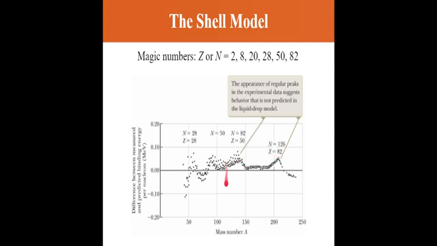So it seems that when there's an even number for n, z, or both, the binding energy is more than what is predicted. That means that these nuclei are more stable than predicted. The Bohr model, the liquid drop model, doesn't have an explanation as to why we have so much stability in these situations.